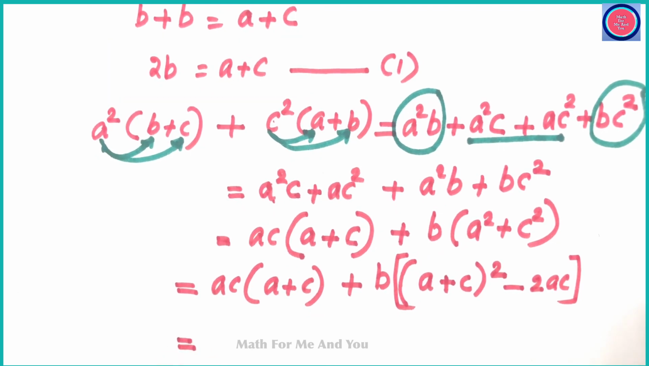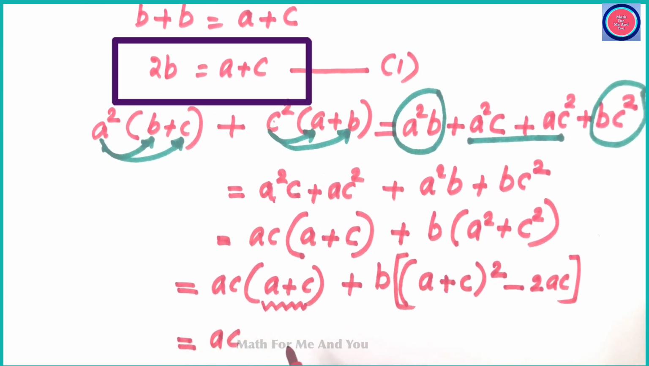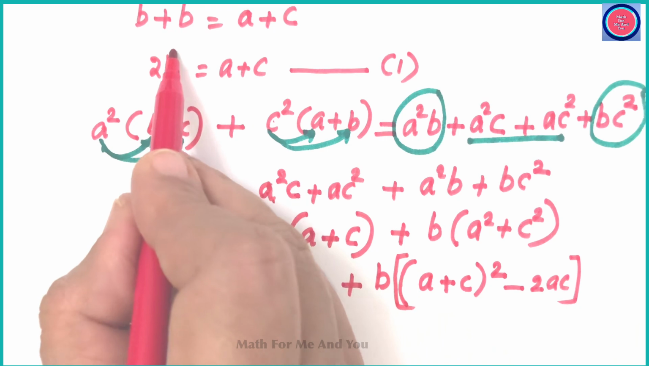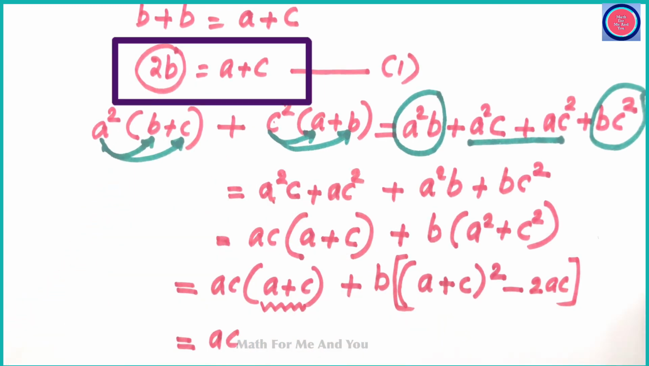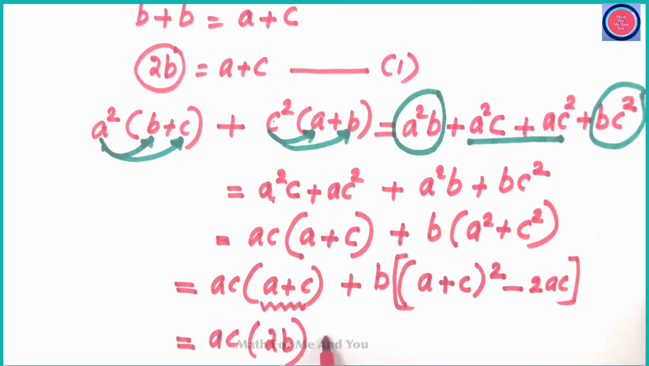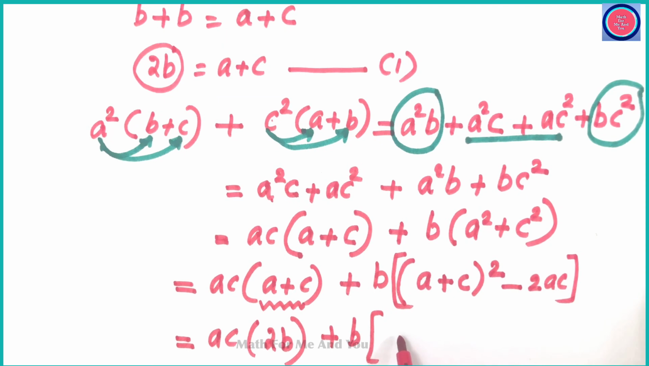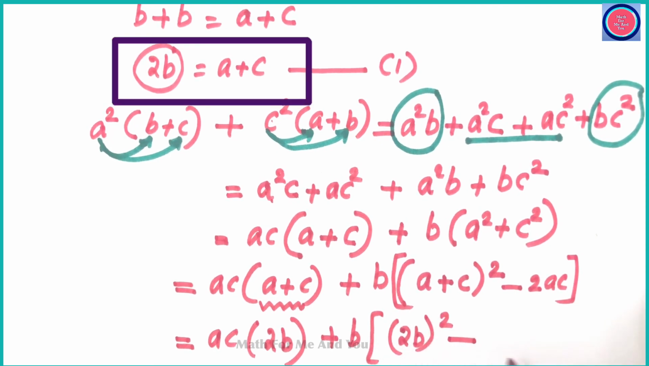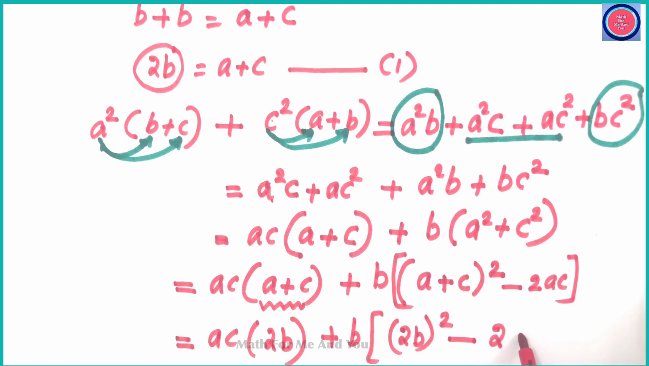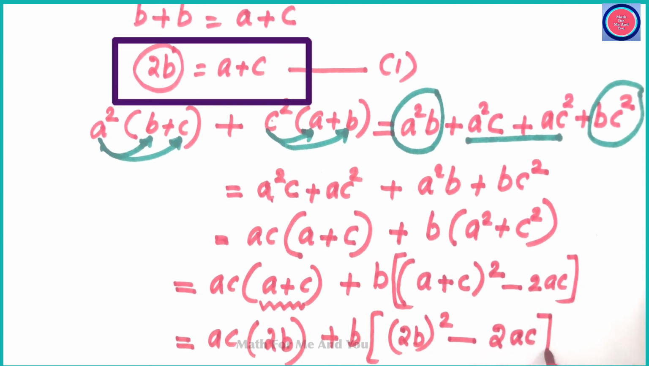From equation number 1, we can replace a plus c with 2b. So I am writing in place of a plus c, what? 2b. This we get from equation number 1. It is 2b, plus b times (a plus c) the whole square. What is it? (2b) the whole square, minus 2ac. We write the same as it is because we don't know what ac is.